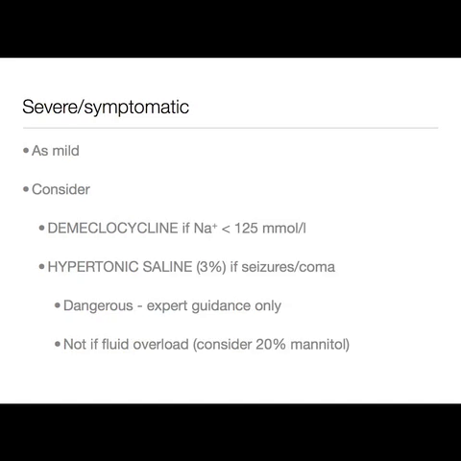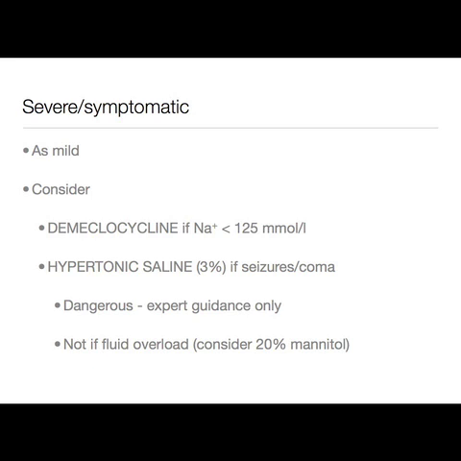In very severe or symptomatic hyponatremia, you're treated in the same way as in mild. However, you might consider using some extra drugs or extra fluids. The most important two examples that are commonly quoted are demeclocycline, that causes a nephrogenic diabetes insipidus and is indicated if the serum sodium is less than 125.